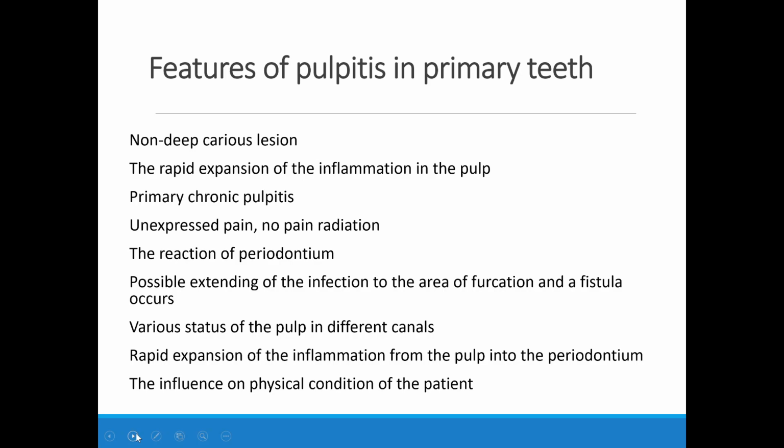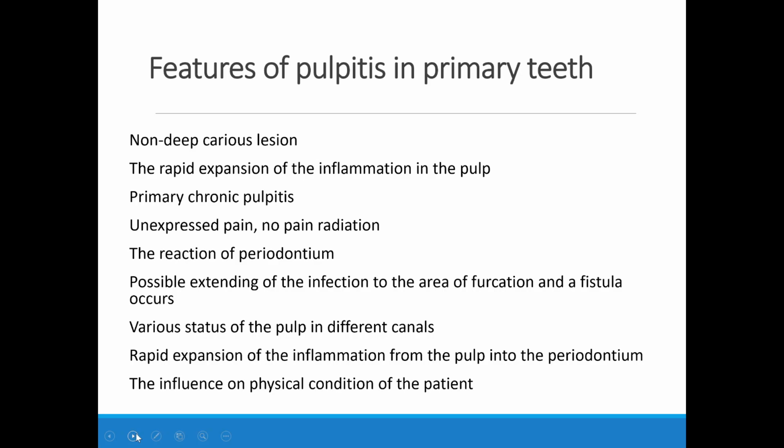Unexpressed pain, no pain radiation. Usually the children have no complaints of the pain according to the pulpitis. The reaction of periodontium, possible extending of infection to the area of furcation and the fistula occurs. It, of course, is connected with the structure of the bone during primary dentition.